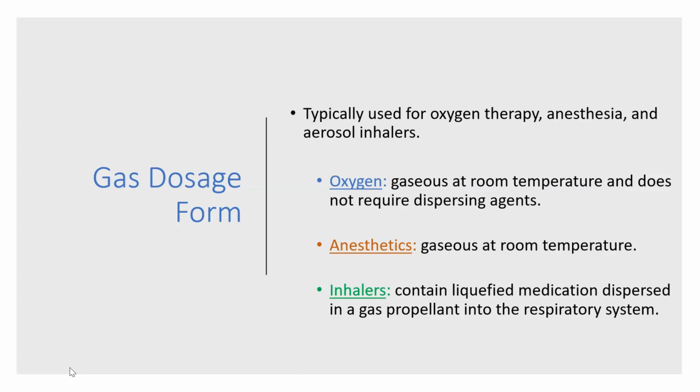So gas dosage forms are typically used for oxygen therapy, anesthesia, and aerosol inhalers. We deliver oxygen. It's considered a drug. It's gaseous at room temperature and does not require a dispersing agent. There are anesthetics, which are also gaseous at room temperature. And there are inhalers, which contain liquefied medication dispersed in a gas propellant into the respiratory system.